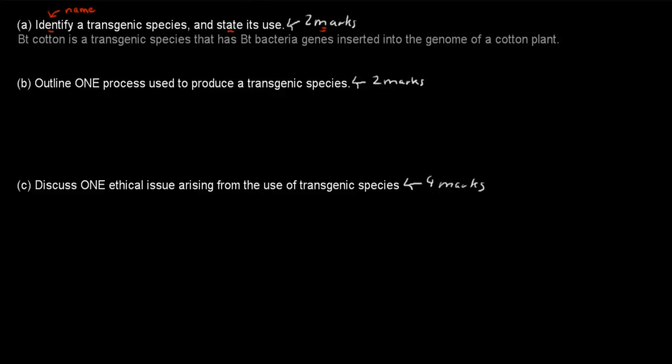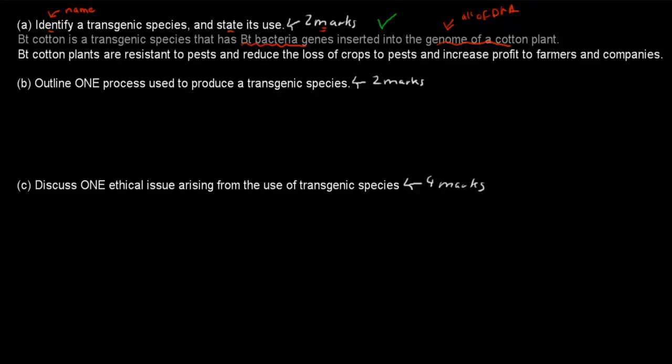So what I wrote is Bt cotton is a transgenic species that has the Bt bacteria gene inserted into the genome of the cotton plant. Genome is just all of the DNA, so all of the DNA of the cotton plant plus the bacteria gene. So that was the first point. He identified the transgenic species and then talked about the use.